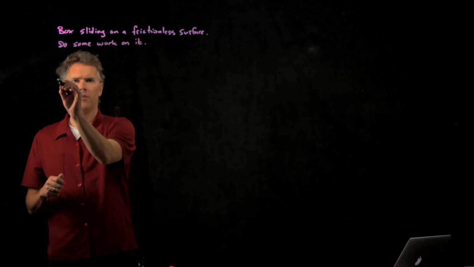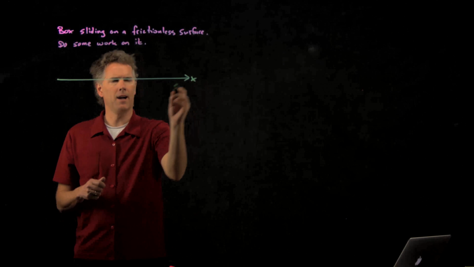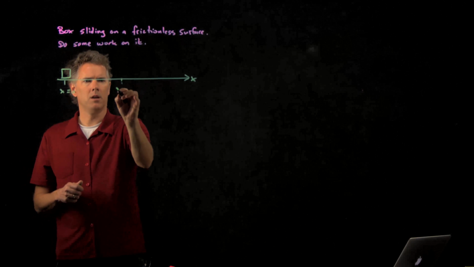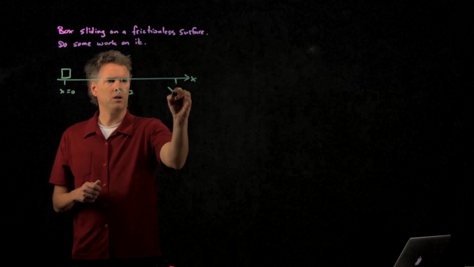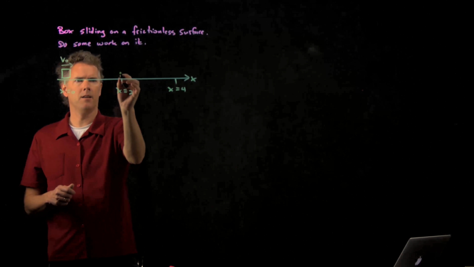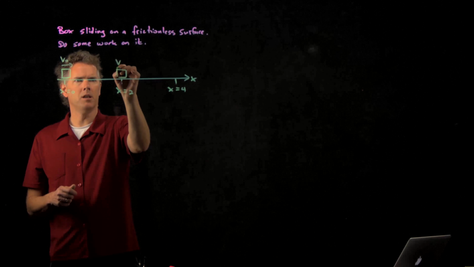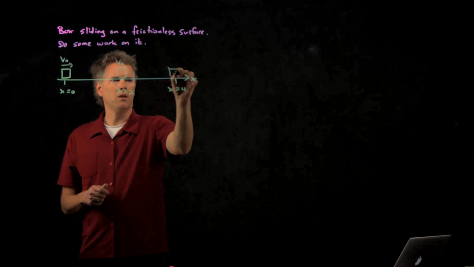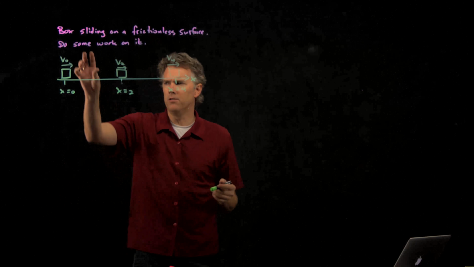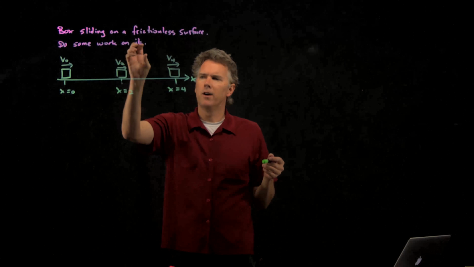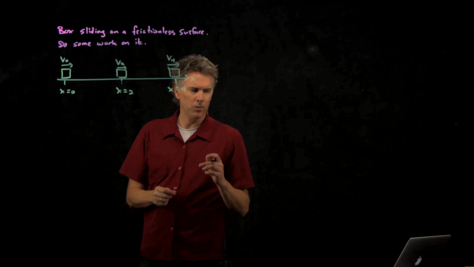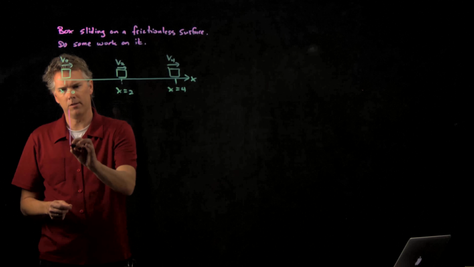Okay, so here's our surface. We'll call that the x direction. Here we are at x equals 0, here we are at x equals 2, here we are at x equals 4. And we have some v naught, some v2, and some v4. These are the speeds of the particle at x equals 0, at x equals 2 meters, and at x equals 4 meters. And the work that we're going to do on it looks like this.